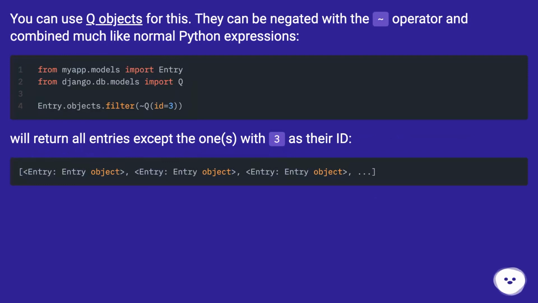You can use Q objects for this. They can be negated with the tilde operator and combined much like normal Python expressions. This will return all entries except the ones with 3 as their ID.